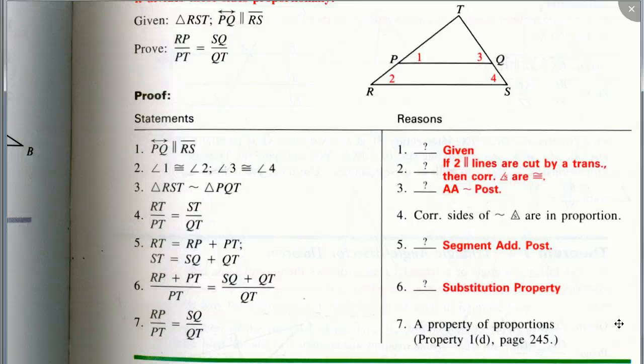Wait, for the reasoning, can you just put subtraction property of equality? Oh, if you're gonna write down subtraction property of equality because you subtracted 1 from both sides, then you would have to rewrite step 6 as RP over PT plus PT over PT equals SQ over QT plus QT over QT, which is by substitution. Then RP over PT plus 1 equals SQ over QT plus 1, by substitution. And then you subtract 1 from both sides by subtraction property of equality. So you could do that, but you would need a couple more steps. But isn't this nice? You could just go from step 6 to 7 using the property of proportion, right? But you could do it that way. Any question? Does this make sense?